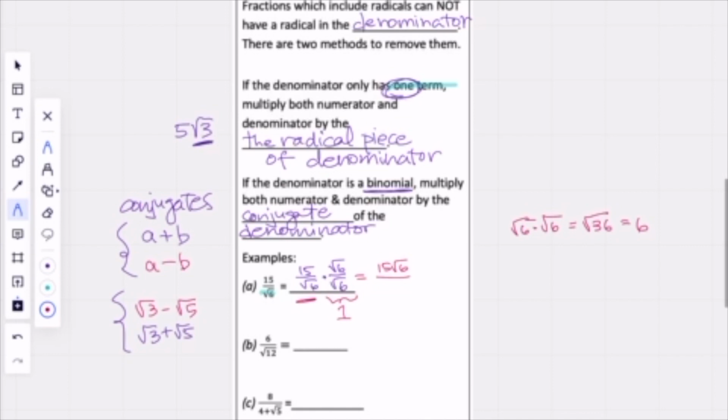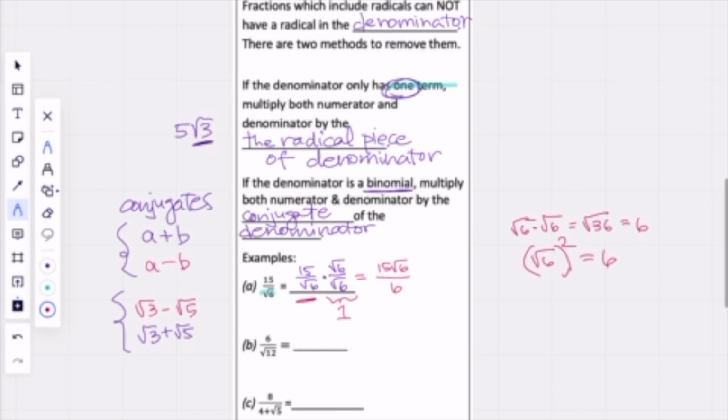Another way to think about that is the square root of 6 times the square root of 6, that's multiplying the square root of 6 by itself, otherwise known as squaring the square root of 6. And if I square something that's under the square root symbol, they undo each other and we're just left with 6. Okay, so what we have here is 15 square root of 6 over 6.